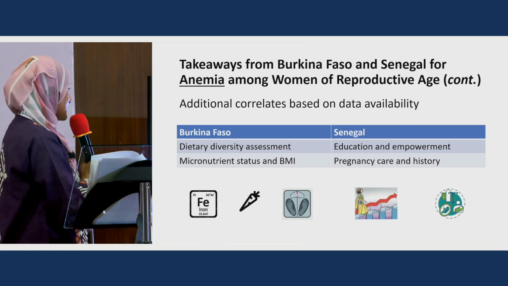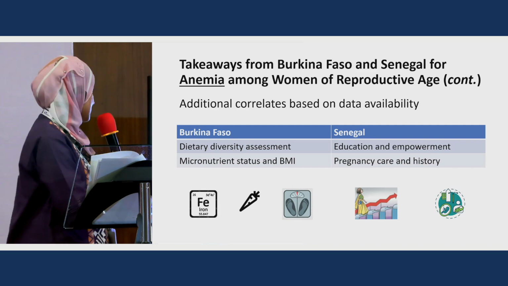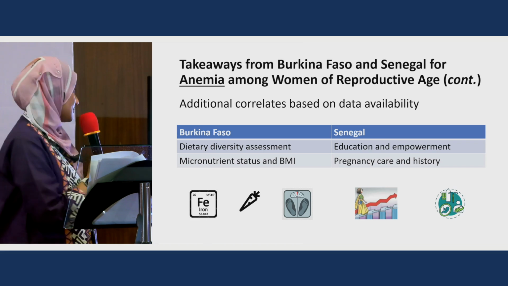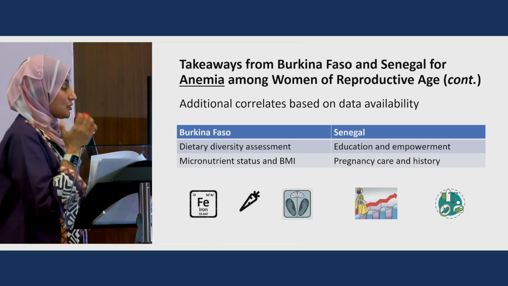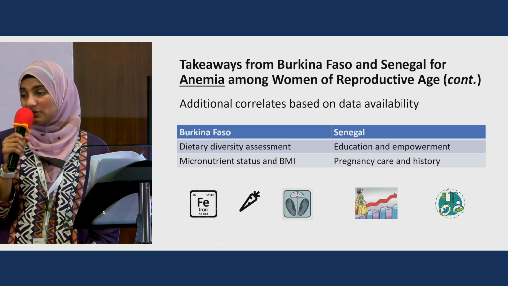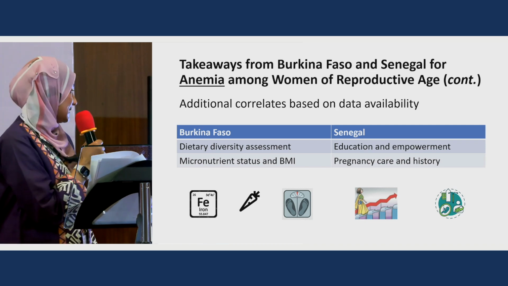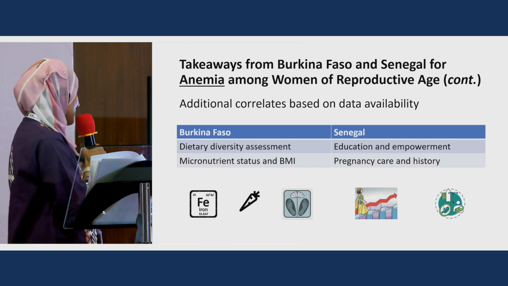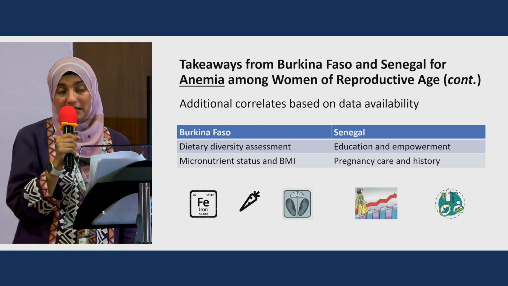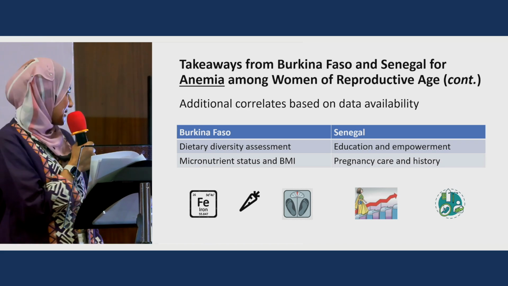So additional correlates were identified based on what data we had available in each of the surveys. In Burkina Faso, we also had captured data on dietary diversity for women, and we did see an effect of women consuming a minimum dietary diversity, leading to a lower burden of anemia. We also saw an impact of their micronutrient status as well as their body mass index, which could be considered a proxy for their overall nutritional status.